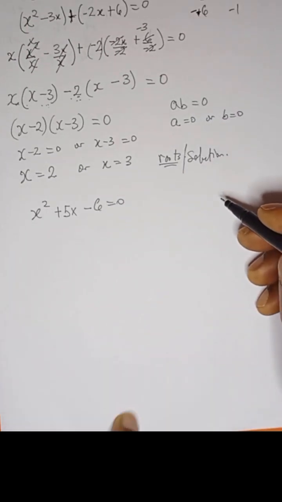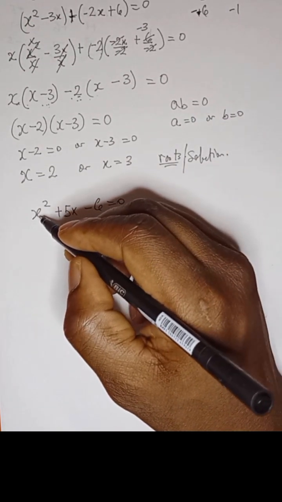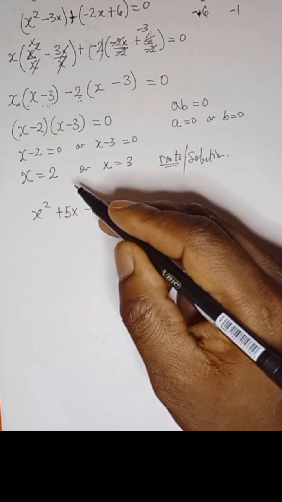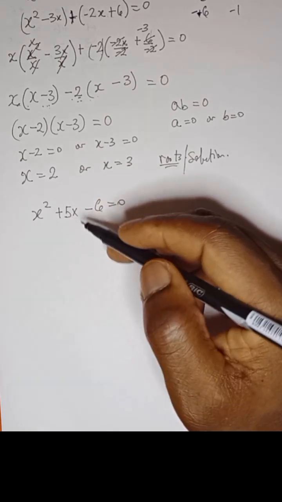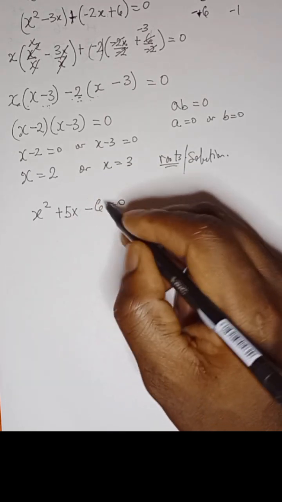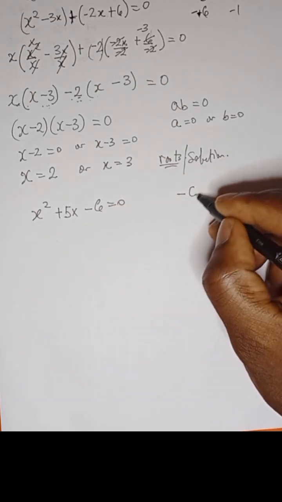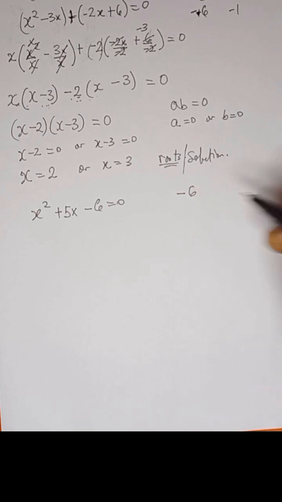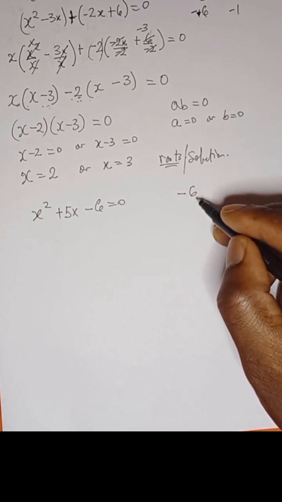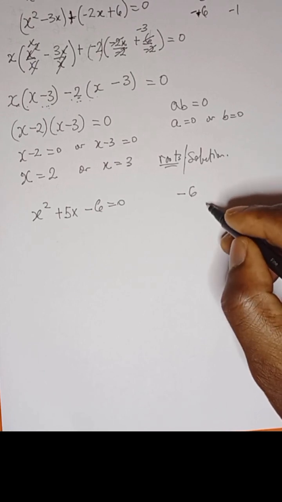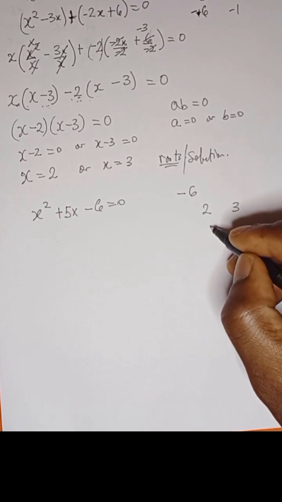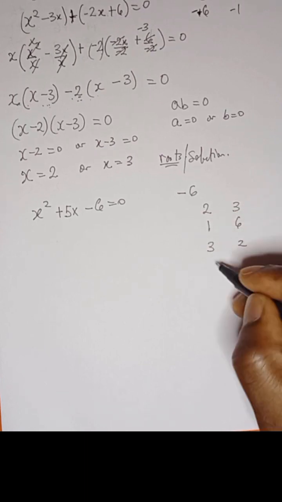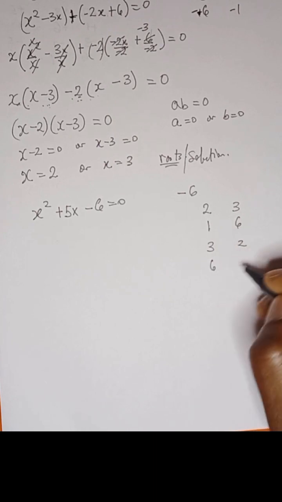Like we said, our quadratic term is still 1. The linear term is plus 5, as against minus 5 that we had in the previous video. And the constant term is minus 6 here. So I'm looking for the factors of minus 6. Let's first of all ignore the sign and look for the factors of 6. That should be 2 and 3, 1 and 6. We'll also have 3 and 2, or 6 and 1.